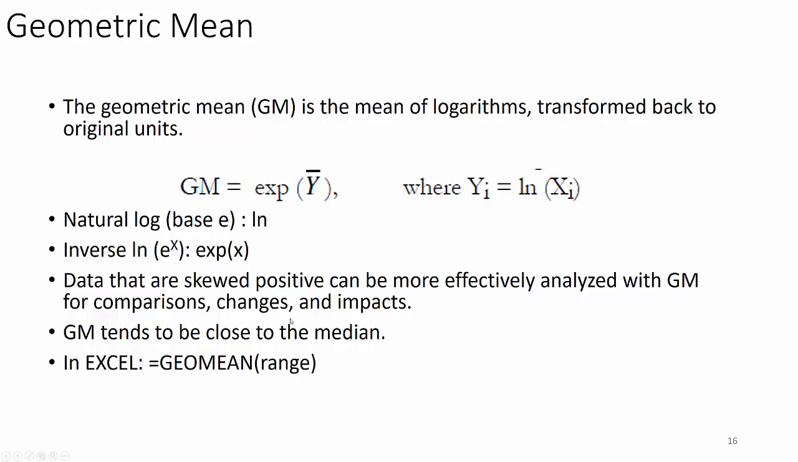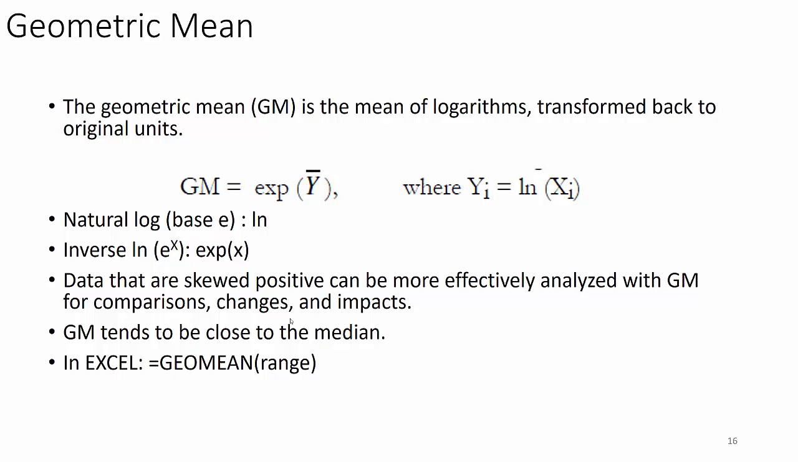The geometric mean is the mean of logarithms transformed back to original units. So the geometric mean is expressed as the exponent of the log transformed averages. So you take all the observations, transform them to logs, and take the average of those, and then take the exponent of that. It's a natural log, base e. It's an inverse of natural log: e to the x is the exponential of x.